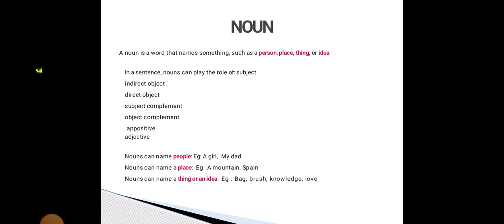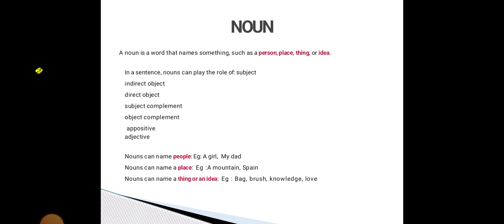Next, collective noun. What is meant by collective noun? A collective noun is a noun that is a group of things. Okay, it is a group of things. For example, team, class, group of people, or group of materials. That is called a collective noun.